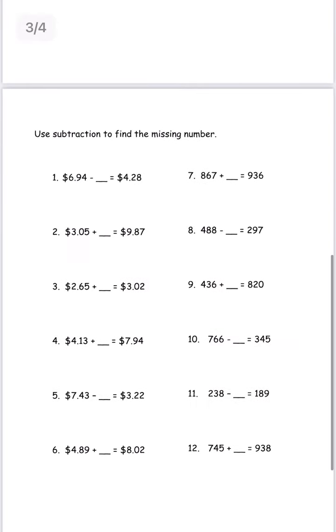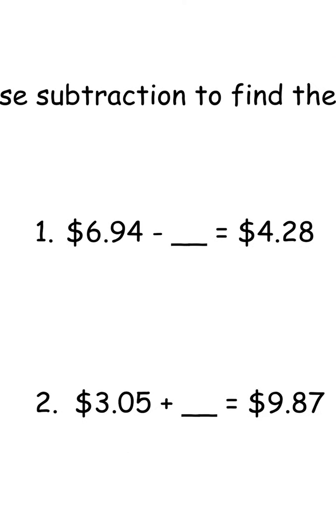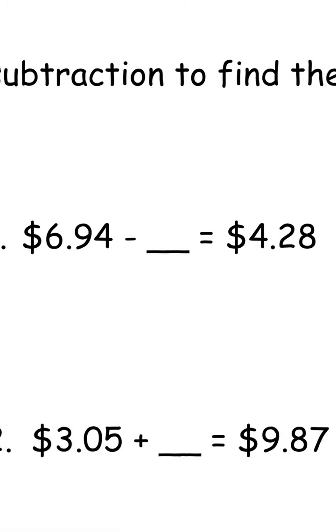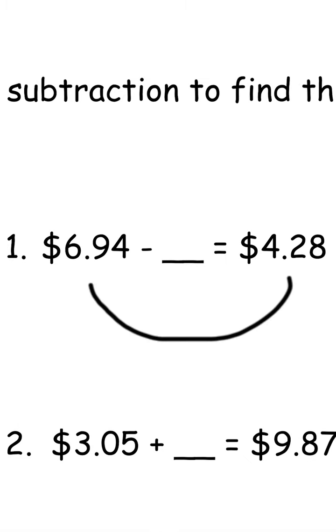For this page, we need to use subtraction to find the missing number. So let's look at number 1. For number 1, we have $6.94 minus blank equals $4.28. So we need to subtract this from $6.94.